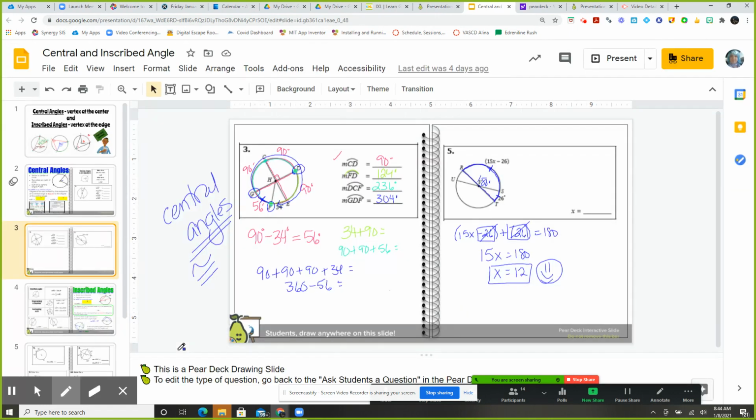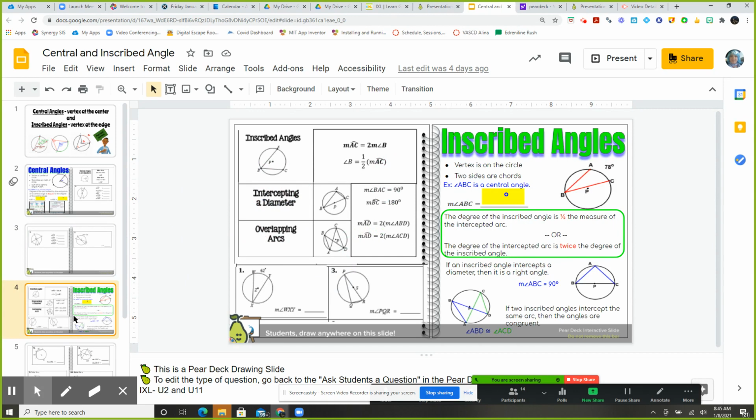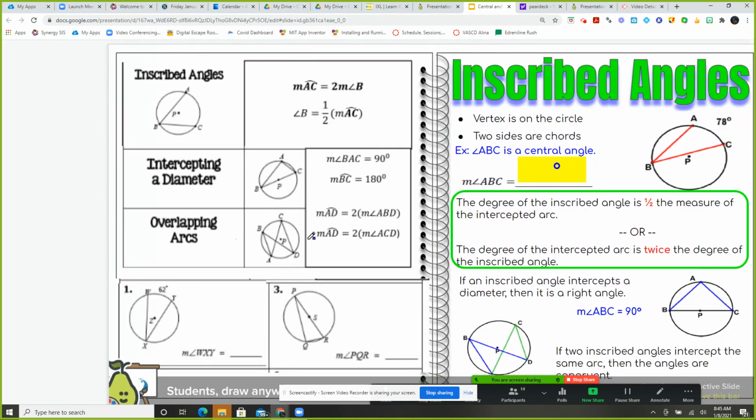I know that was kind of fast, and it was kind of a lot to think about. How are we feeling about central angles? Good. Awesome. So let's go look at inscribed angles. This page is a lot to look at, okay? So bear with me. We're going to kind of flip back and forth from the right to the left.